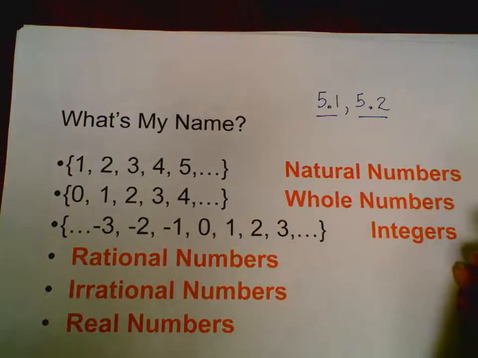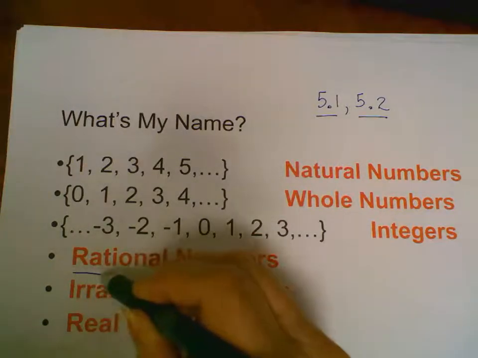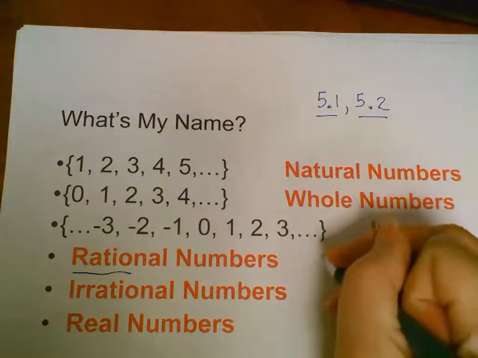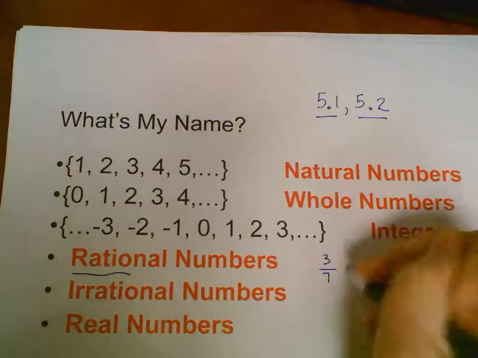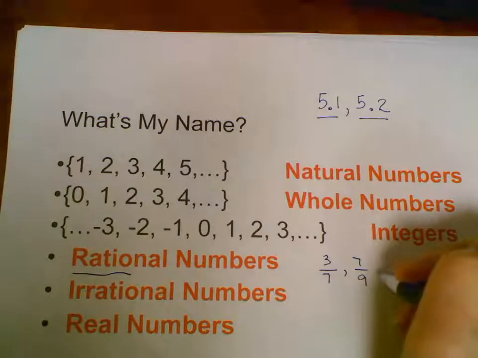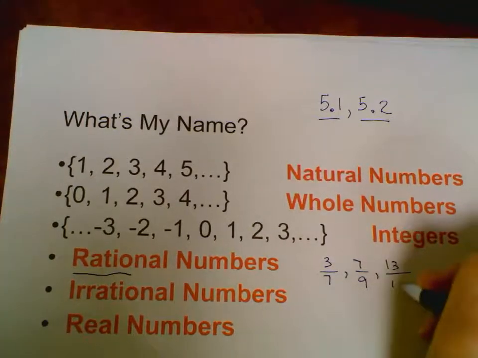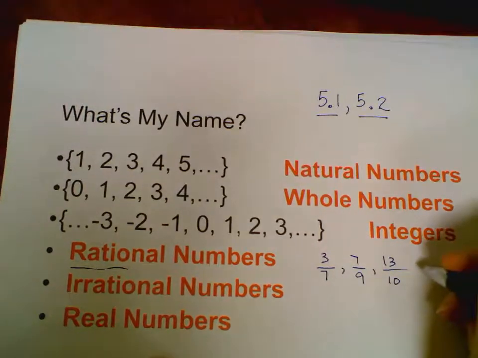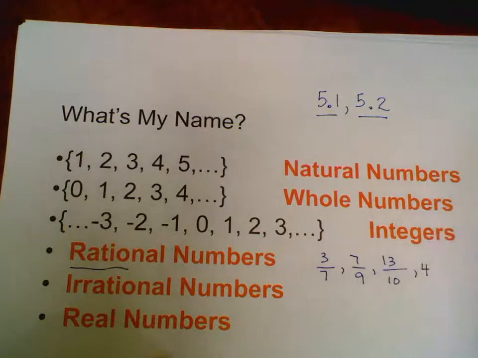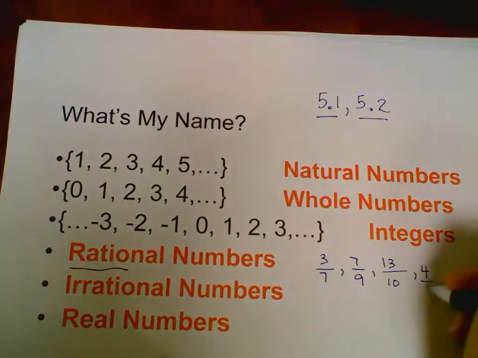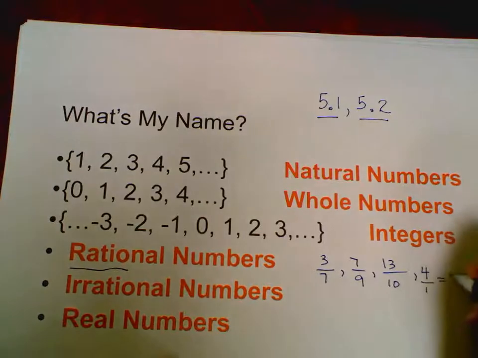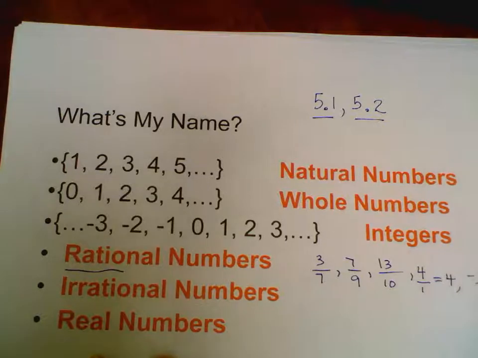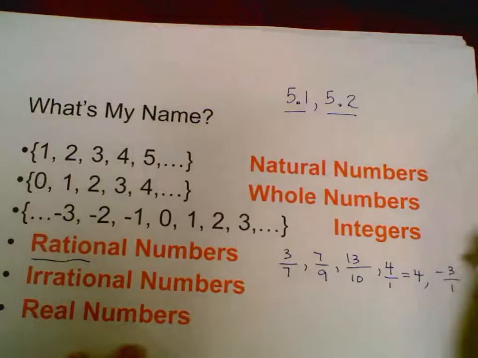That's what rational numbers are. The root word is ratio. If you can make a number into a ratio, it's a rational number. 3/7, that's rational. 7/9, rational. 13/10, that's improper, bigger on top than the bottom. Still a ratio, still rational. How about 4? Still rational. I can make it into a rational number. So all the whole numbers, all the integers, even the negative ones, they are rational numbers.